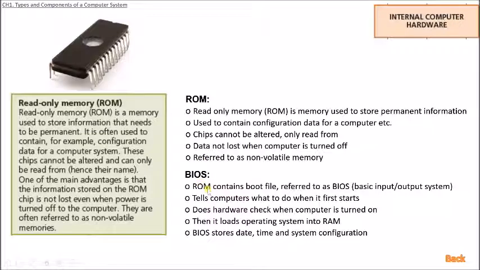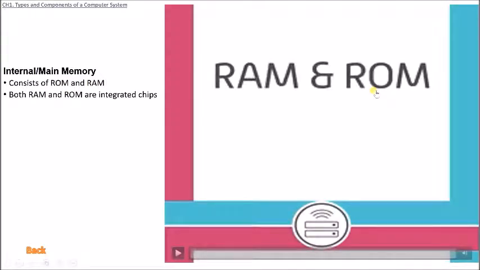Now, the BIOS is contained in my ROM. Why? Because ROM contains the boot file, which makes my computer start up. Now, this boot file is referred to as BIOS, which is the basic input output system. It tells the computer what to do when it first starts. Also, it does the hardware check when the computer is turned on. Then it loads the operating system into the RAM. BIOS stores date, time, and system configuration. Now, if I want to compare between RAM and ROM, we can just watch this about RAM and ROM.